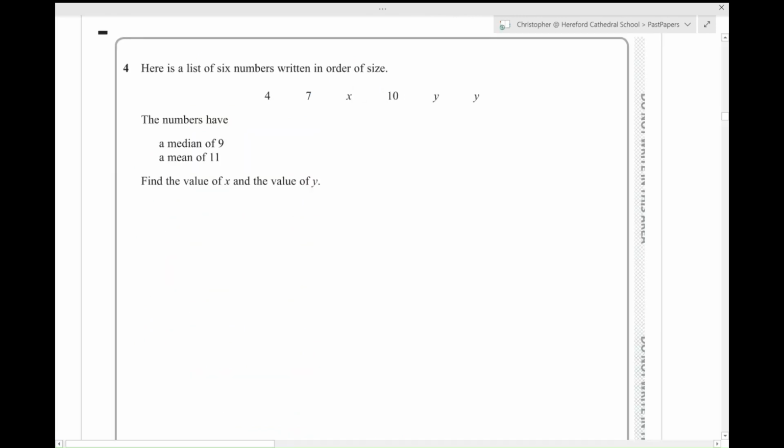Question 4, 6 numbers written in order of size. And the numbers have a median of 9 and a mean of 11. Well, wait a minute. If they've got a median of 9, then that means that the middle number is 9. Now, there is no middle number. So that means that halfway between those two numbers must be 9, which means that x must be 8, because then the median would be 9, because 9 is halfway between 8 and 10.